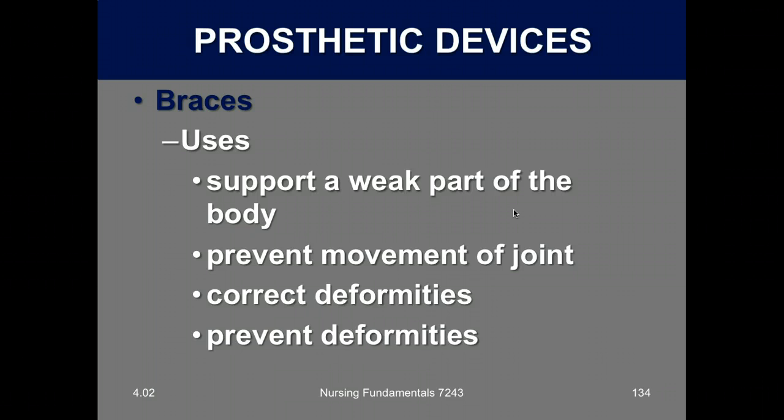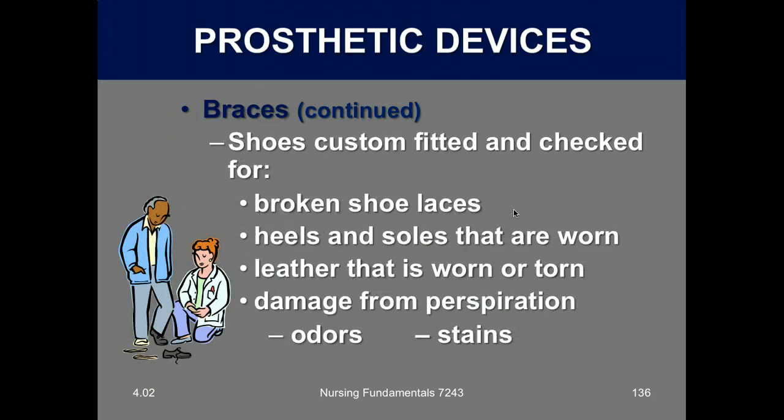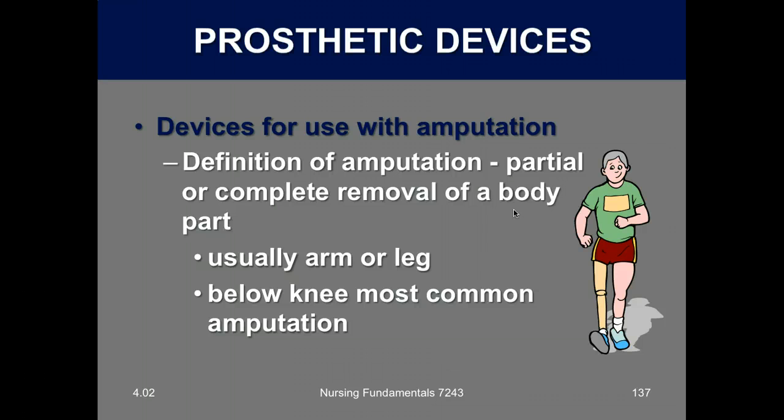Braces. The braces are used to support a weak part of the body, prevent movement of a joint, correct deformities, and prevent deformities. They can be made of metal, leather, plastic. Bony parts under the brace require protection in order to prevent skin irritation or breakdown. Report any wear noticed and when the brace parts are loose or missing. So custom fitted shoes, watch for broken shoelaces, heels and soles that are worn, leather that is worn or torn, and damage from perspiration, which includes odors and stains.